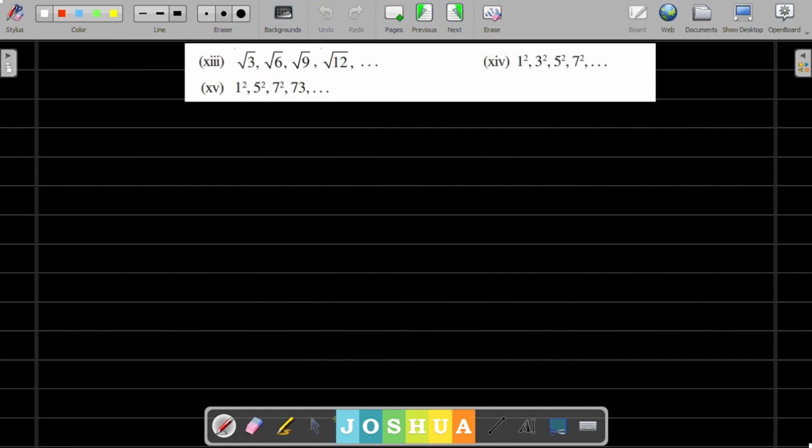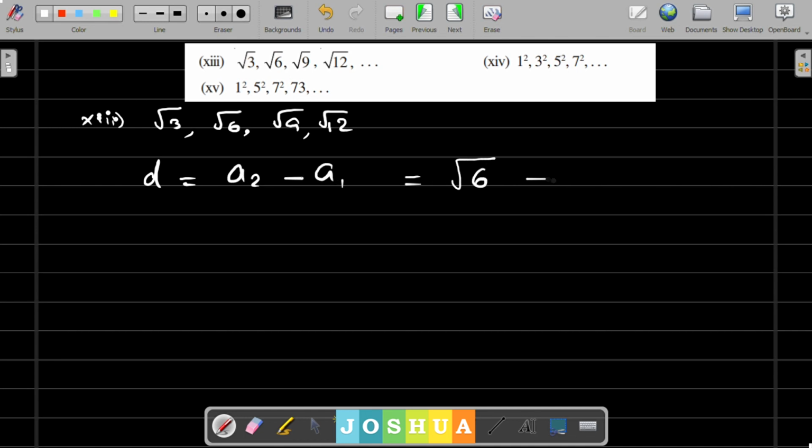So now come to the last three parts of this one, that is question number 13. I'm going for question number 13 in this case. Root 3, root 6, root 9, root 12. By looking at it we can say it will not form an AP because the difference between the second and first term is not the same. So d equal to a2 minus a1, that is equal to square root of 6 minus square root of 3.